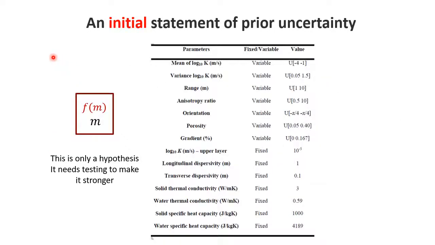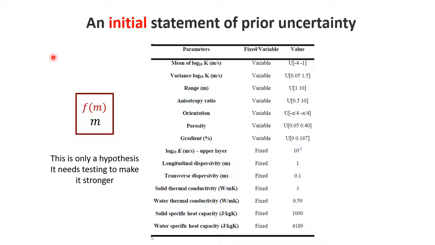So what is then done is to make some initial statement of prior uncertainty. This is not the prior uncertainty. This is some initial statement and hypothesis that needs to be tested. So as you notice in this table, and I recommend always starting with these tables and being very precise in the tables about what is exactly uncertain and what's being generated.